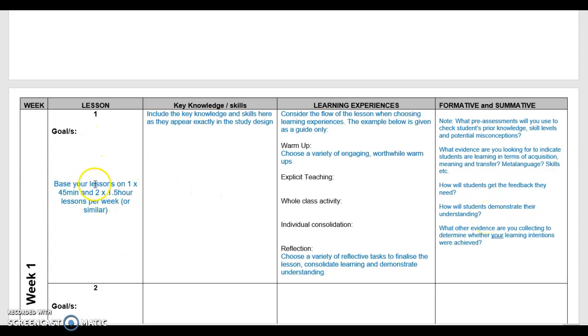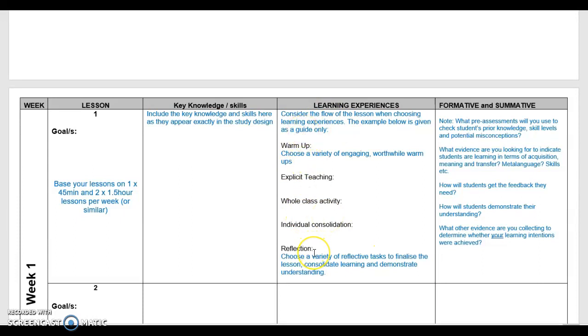So you don't have to follow this, but something similar to 1 45-minute lesson and 2 lots of an hour and a half lessons a week, or something similar, okay? So something that you've experienced in the past that would outline VCE. This section here is going to be cut and paste from the study design, okay? So not all of them, obviously, because you're going to be focusing on a few or only 1 or 2, depending on your lessons. Now, we've put an example here.